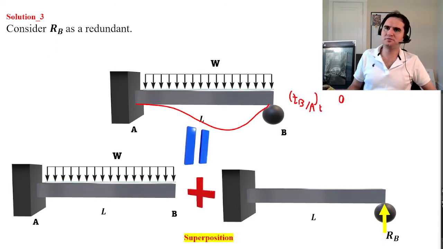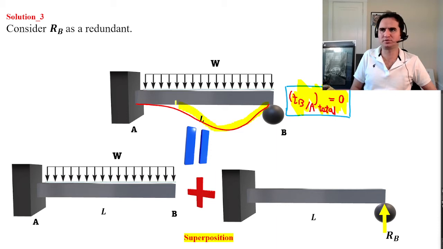So again, in this solution, the key to solving the problem is that the tangential deviation of B with respect to A for the original beam is 0. So if you draw a line from A tangent to the deflection at A and you observe the vertical distance at B, that's 0. So that's TB over A, or t of B with respect to A, equal to 0.